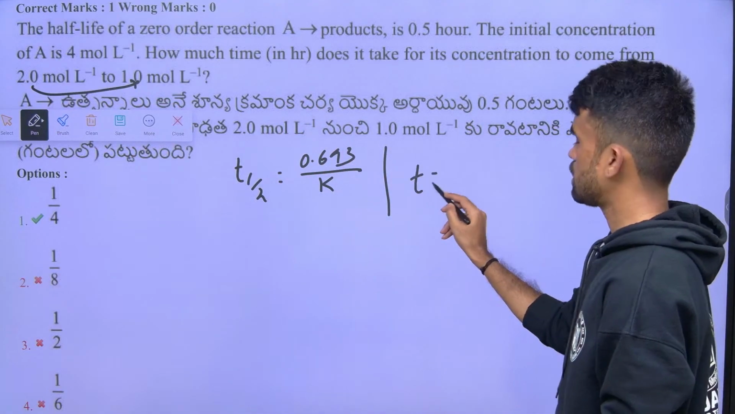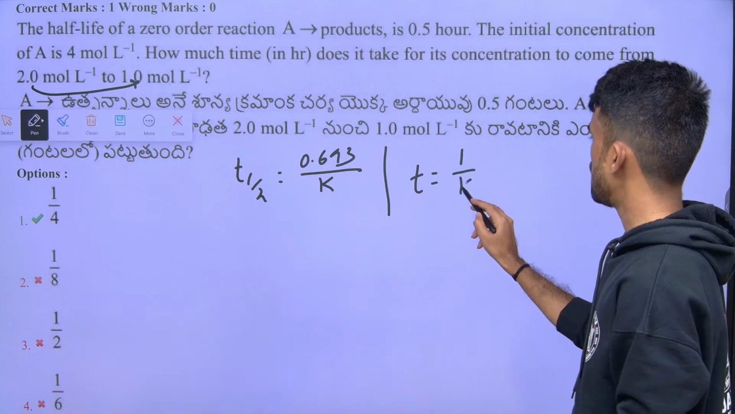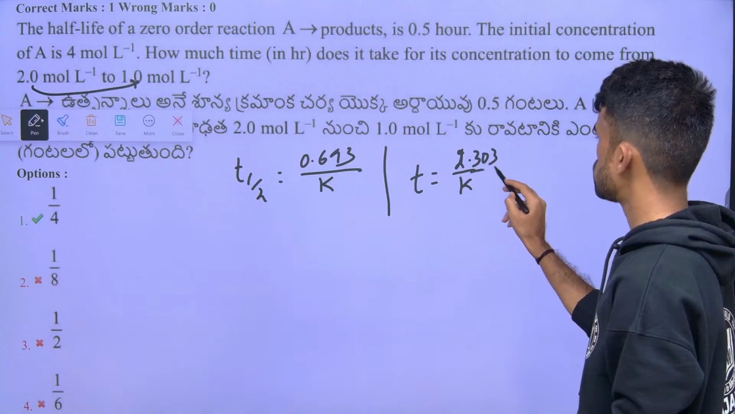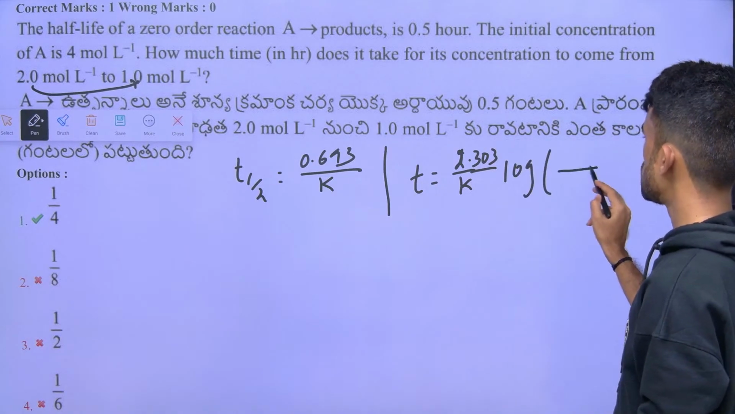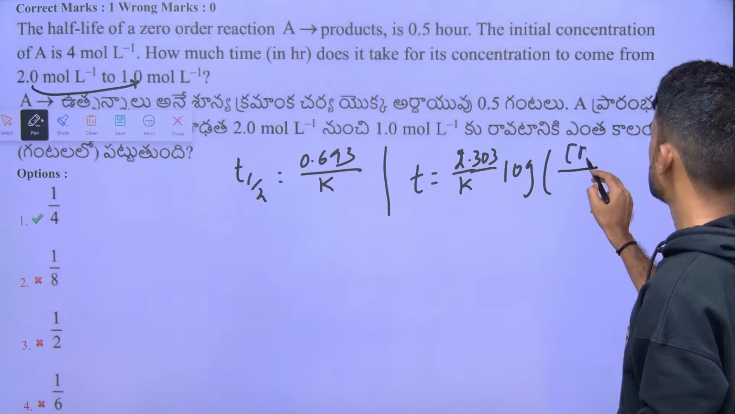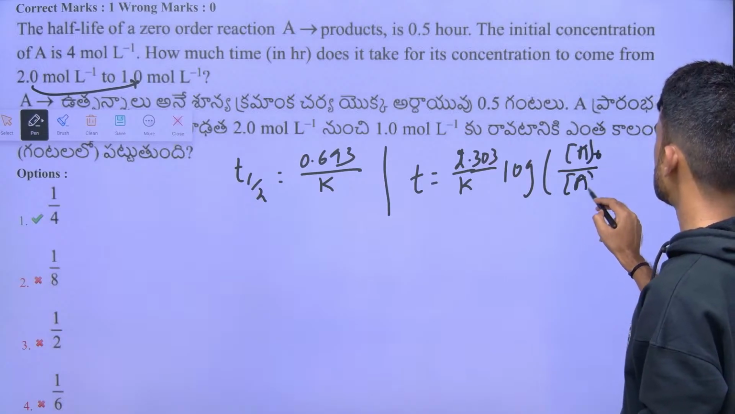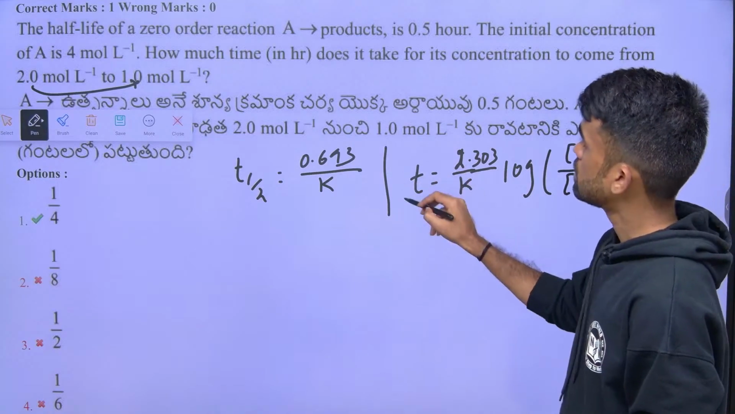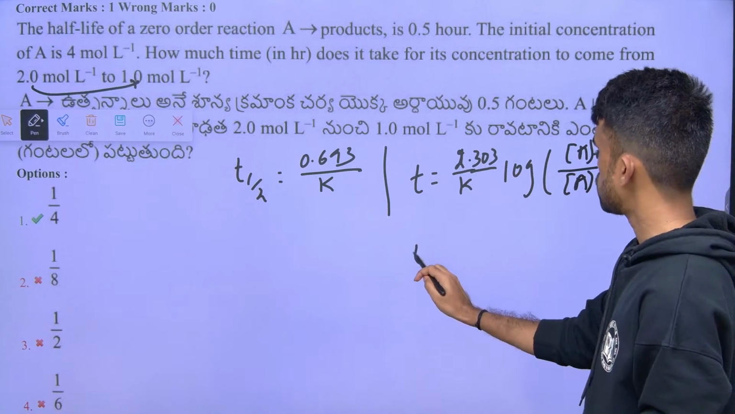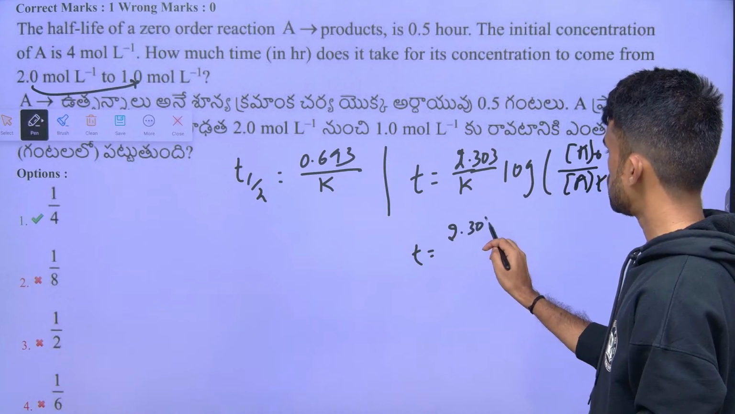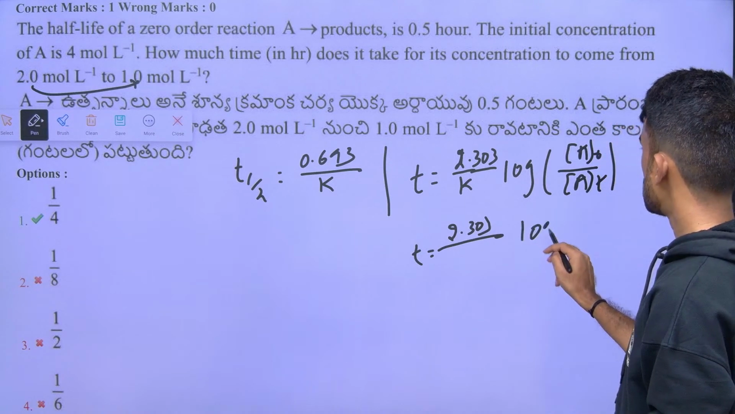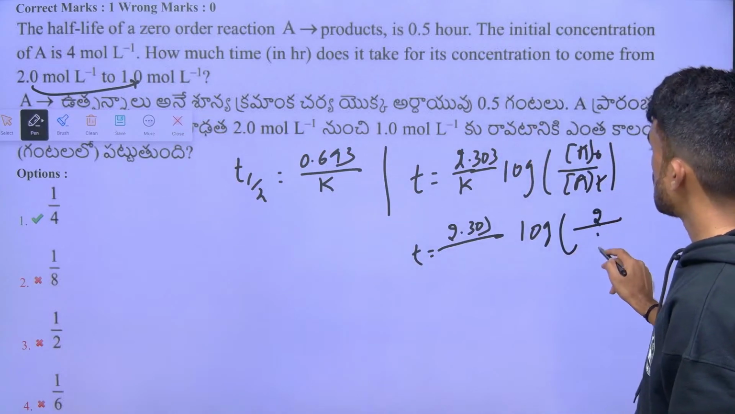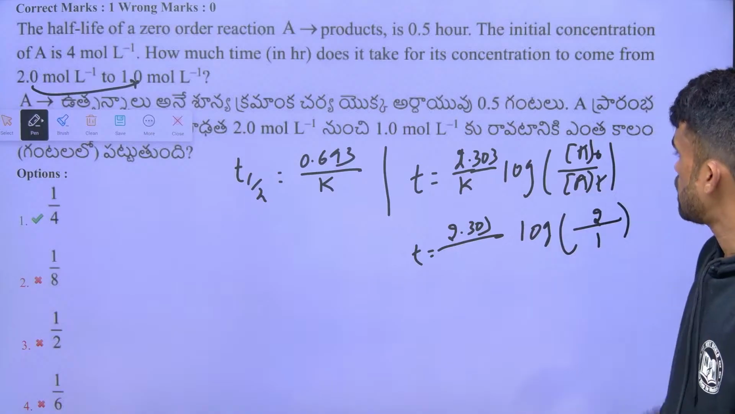So you can take T equals 1 by K. Here you can write 2.303 log of the initial concentration A naught by the concentration at time T. This is the formula we need to use here. So we need to find the time required for this conversion. T equals 2.303 log of the initial concentration, which they told is 2, by the final concentration 1.